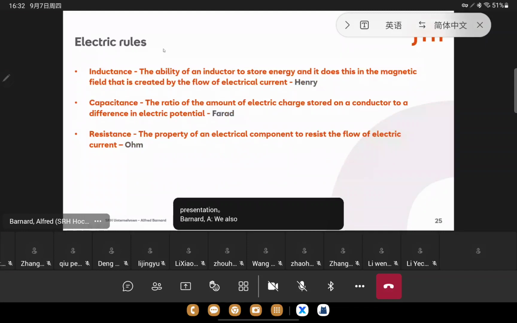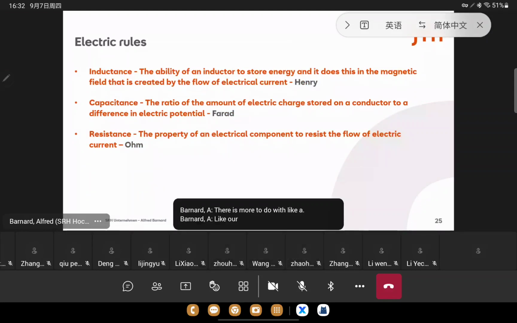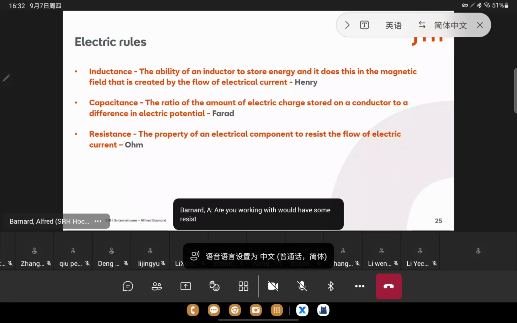We also have inductance, then we have capacitance and also resistance. So this is more to do with our basic components. Most circuits we are going to be working with would have some resistive, capacitive, and inductive value.